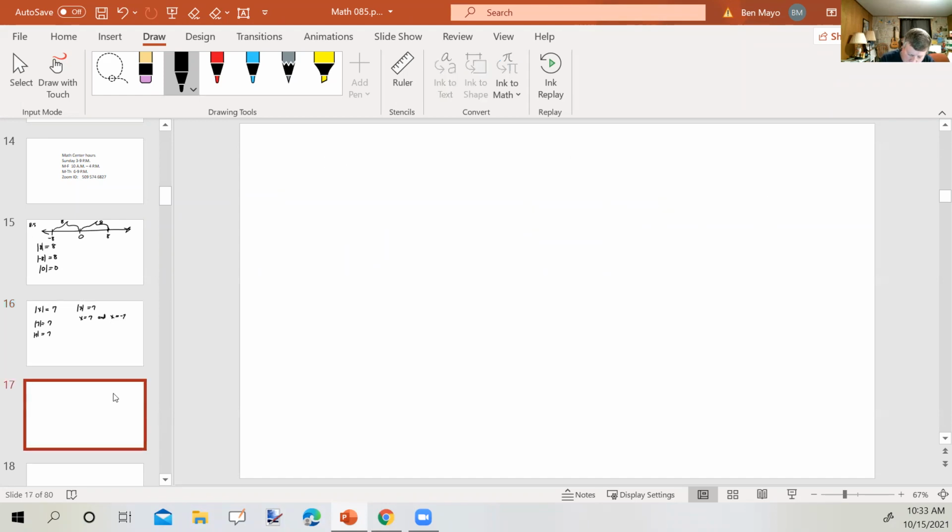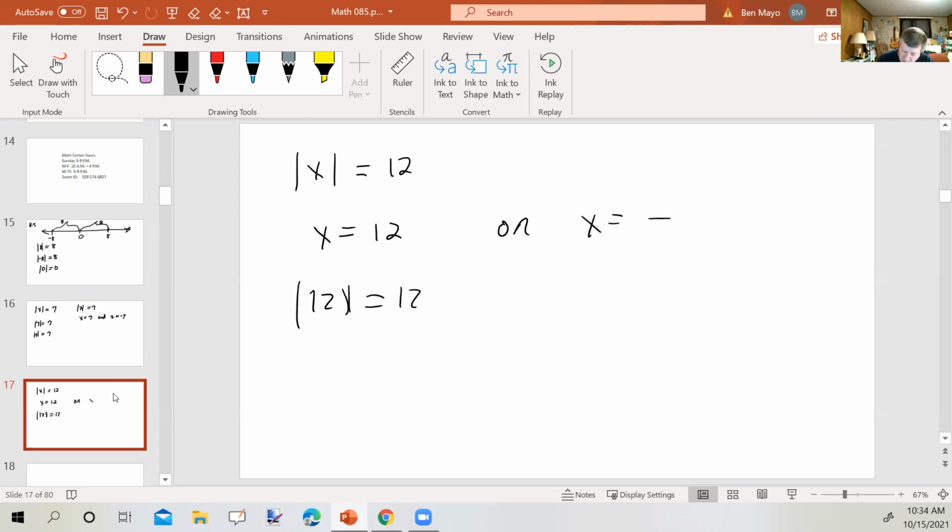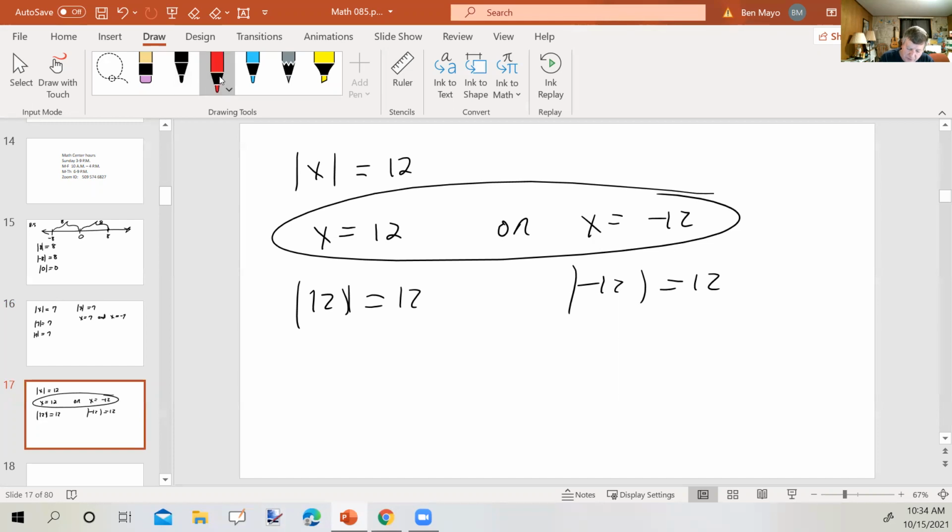All right, let's take a look at another situation. The absolute value of x is 12. So either x would be 12 because the absolute value of 12 is 12, or x could be -12 because the absolute value of -12 is 12. So we get these two answers to this absolute value equation.